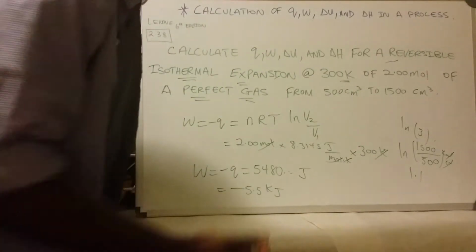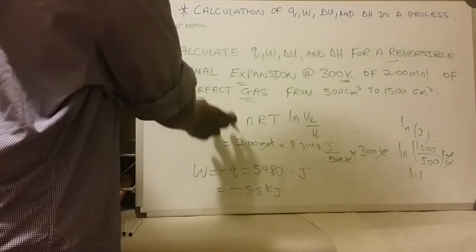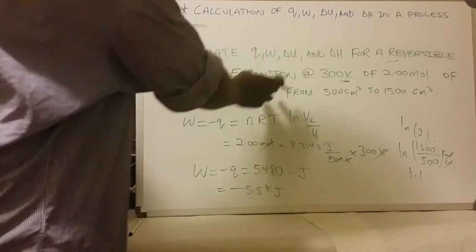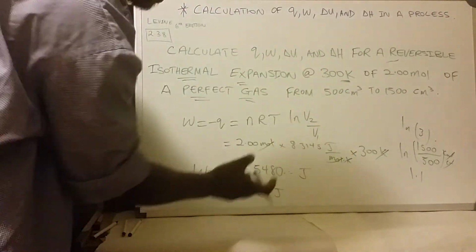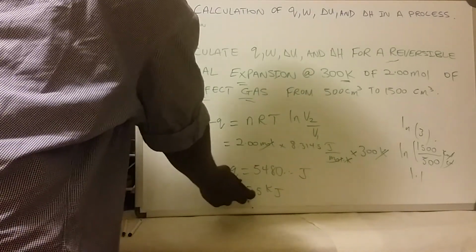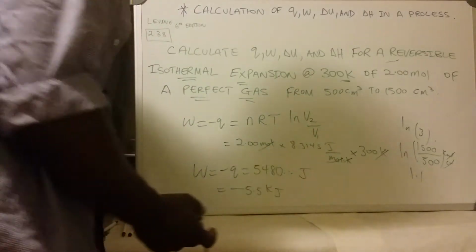Why? Because delta U is a state function and delta H is a state function. So pretty much delta U and delta H change with temperature. And our temperature here is constant. So pretty much this is our answer. And that's it. Straightforward.